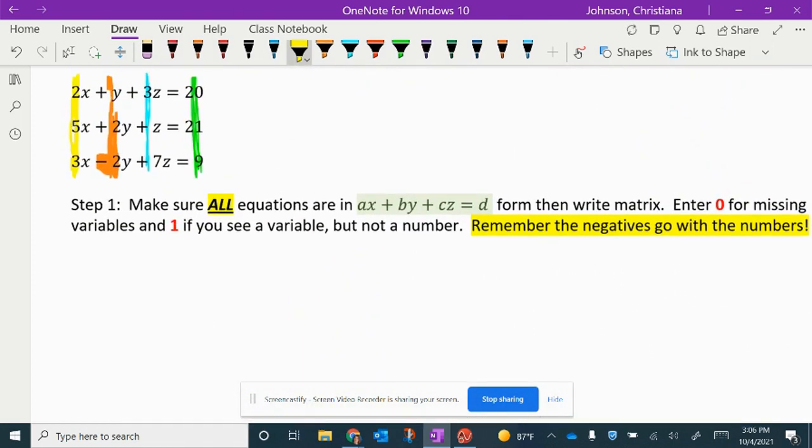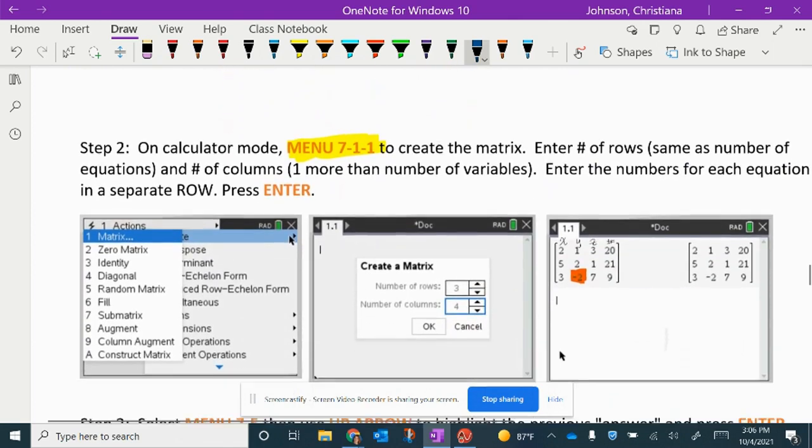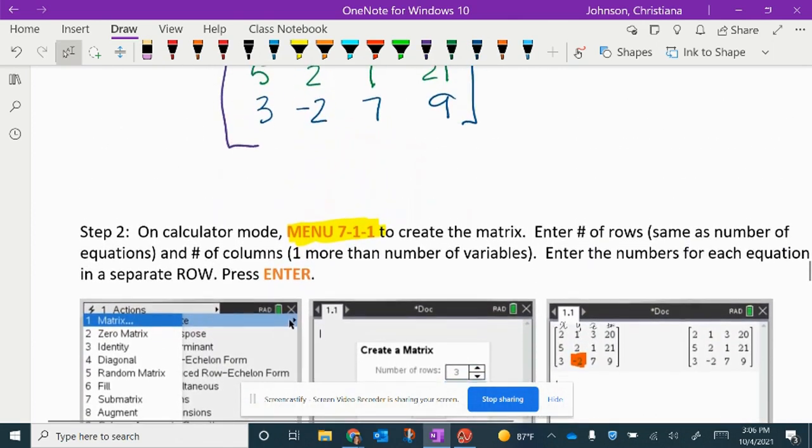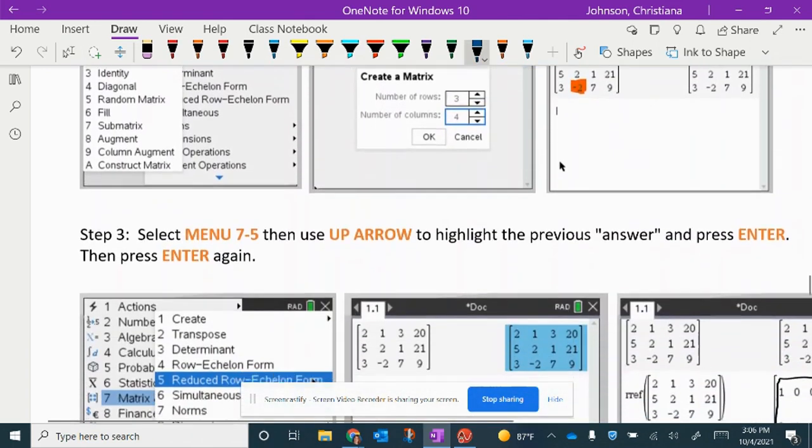So 2, 1, 3. Basically, if we wrote these down, we would take 2, positive 1 that's in front of the y, 3, and then 20. And then the next would be 5, 2, 1 for z, and then 21. And then our last one would be 3, negative 2, 7, and 9. And that would give us our matrix, and that's exactly what you type into your calculator. Very important you make sure that you don't forget any minus sign becomes a negative and attaches to its number.